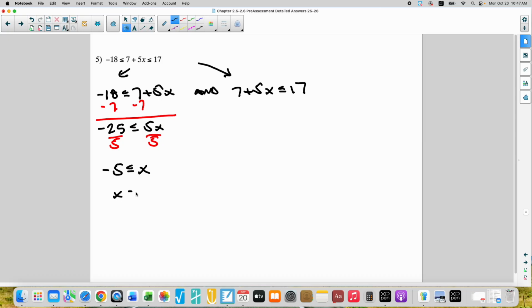Let's write it with our variable first. We'll subtract 7, subtract 7. 5x is less than or equal to 10. Divide by 5, divide by 5. And x is less than or equal to 2. It's an and statement.